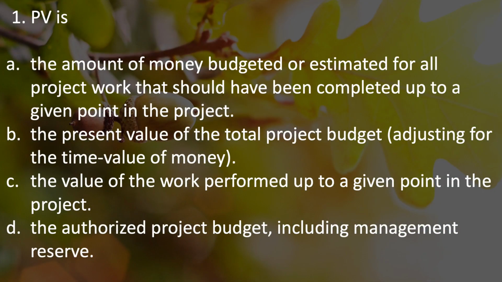And now it's time for a quiz. Number 1, PV is A, the amount of money budgeted or estimated for all project work that should have been completed up to a given point in the project. B, the present value of the total project budget, adjusting for the time value of money. C, the value of the work performed up to a given point in the project. Or D, the authorized project budget, including management reserve.